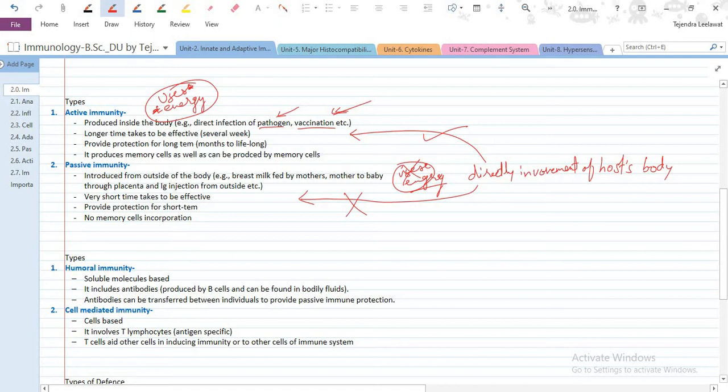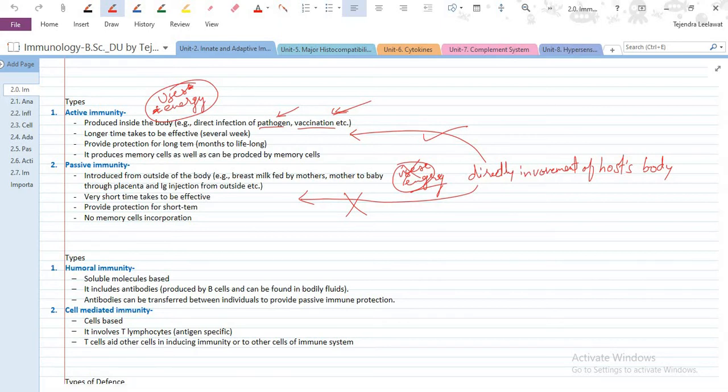So that is called active immunity. It takes a longer time to be effective, almost several weeks, because our body has to recognize the pathogens and start working against them. It takes more time to understand the pathogens' activity, their molecular structure and action, and after that our body starts making antibodies so that they can fight those pathogens.